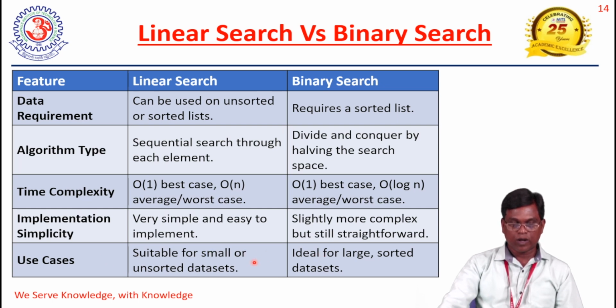As we said already, linear search can be used for smaller data sets, and data sets can be either sorted or unsorted. Whereas binary search I can use for larger data sets, and the only limitation is that the elements should be in sorted order.